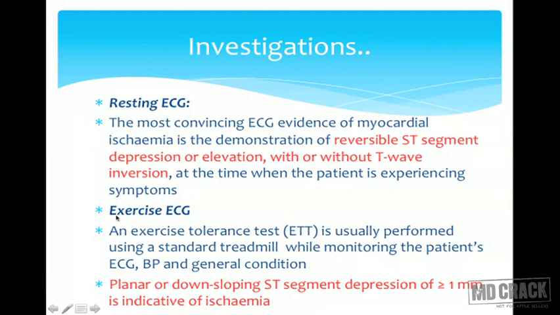You can also do an exercise ECG. An exercise tolerance test is usually performed using a standard treadmill while monitoring the patient's ECG, blood pressure and general condition. Planar or downsloping of ST segment of more than 1 millimeter is indicative of ischemia. Important point, planar or downsloping of ST segment of more than 1 millimeter is diagnostic of ischemia. Important from MCQ point of view.